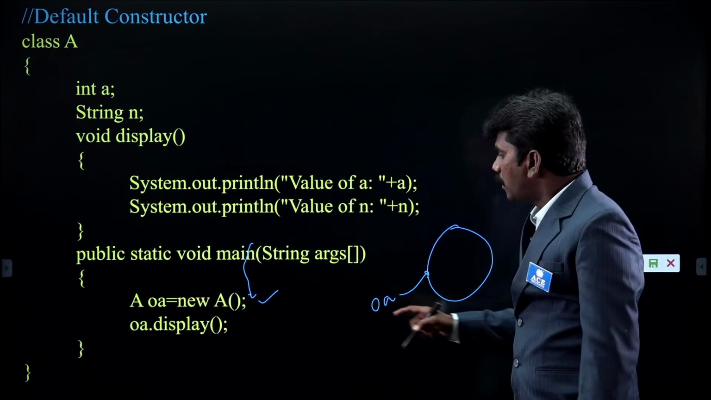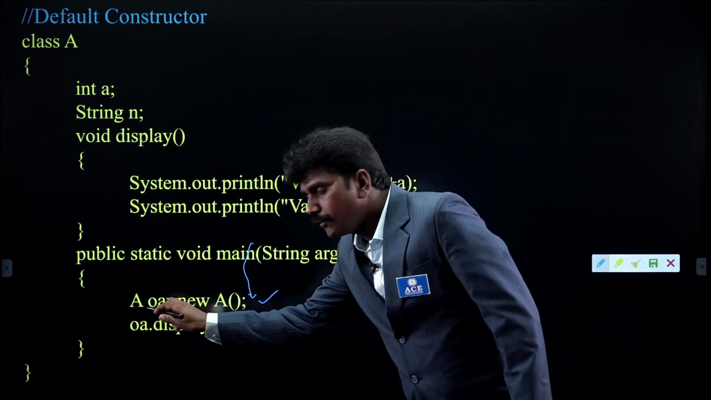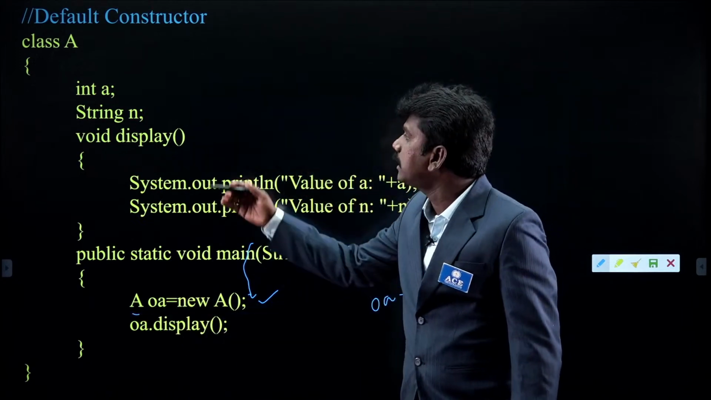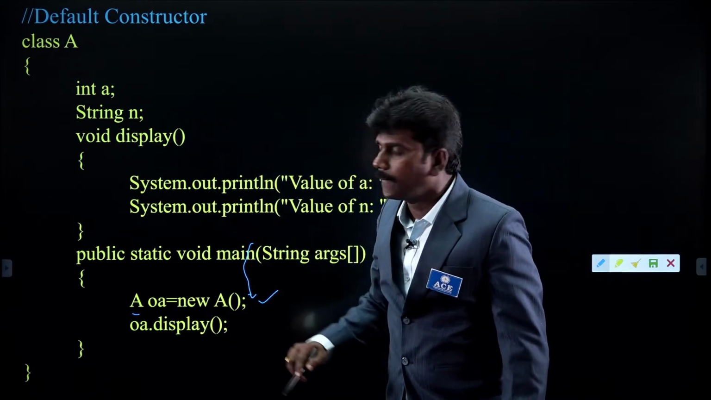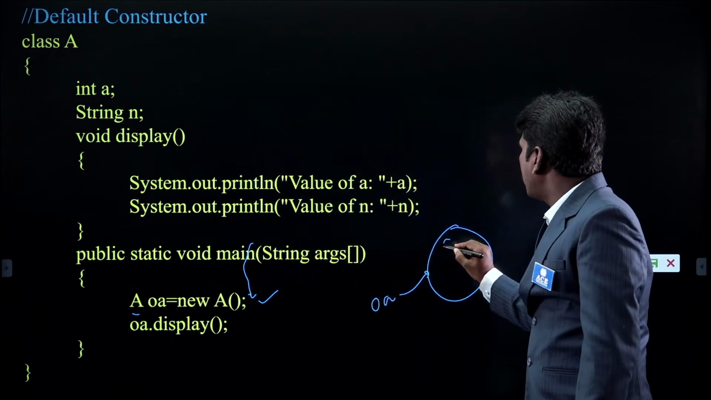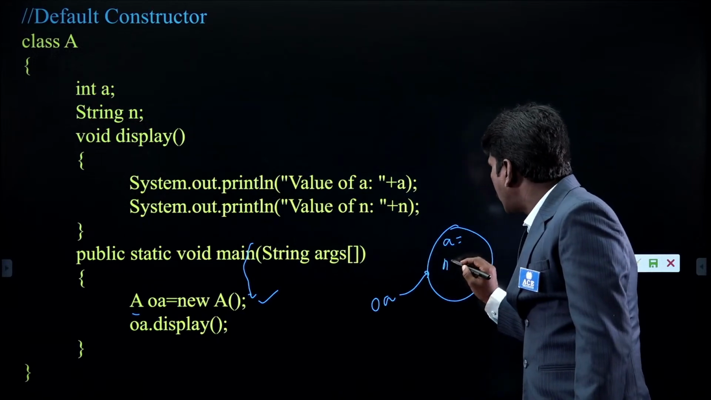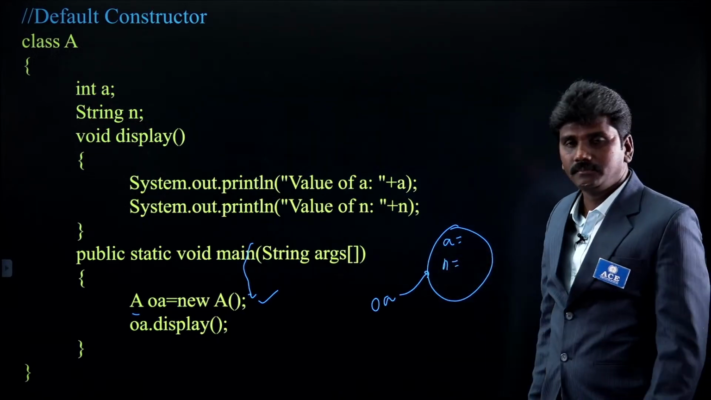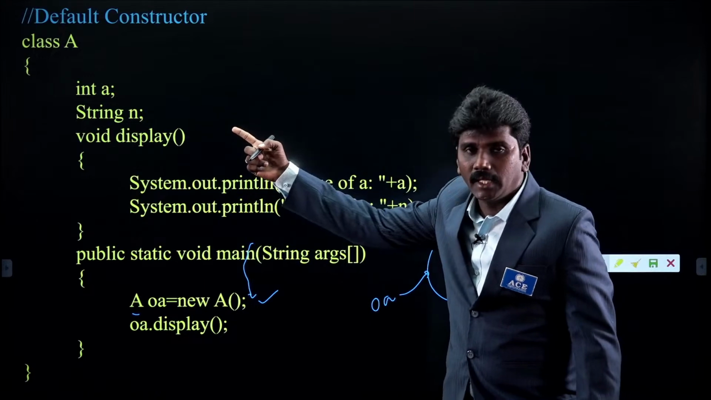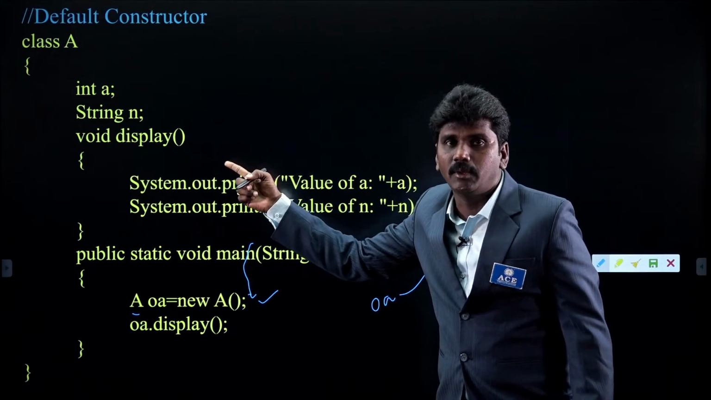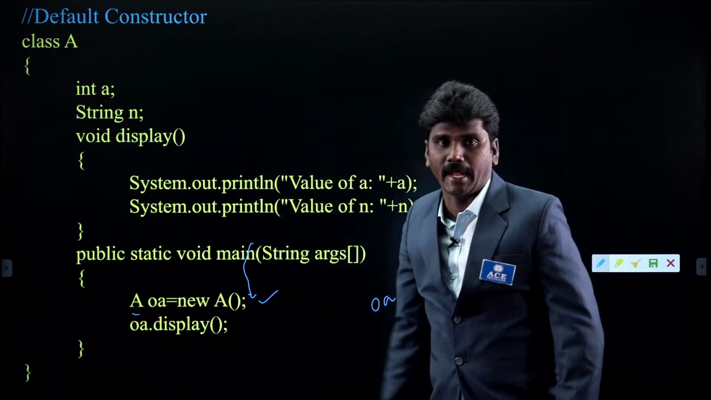So here, to which class have we created the object? To the class called A. What instance variables are there in it? One is the variable a, and the second one is a string variable n. Variable a is of integer type, and variable n is of string type.